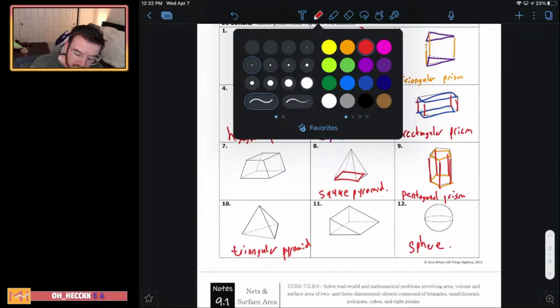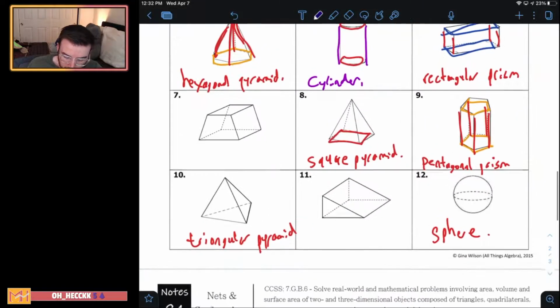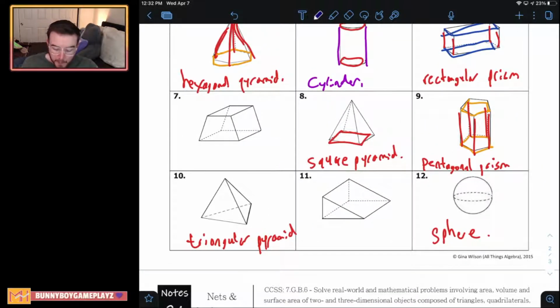Now, I've kind of saved this one till last, number 11, for a purpose. What is the base of this figure? You might be tempted to say that it's a rectangle. Because when you hear the word base, you sort of think, well, that's what it's sitting on, right? It sits on its base.